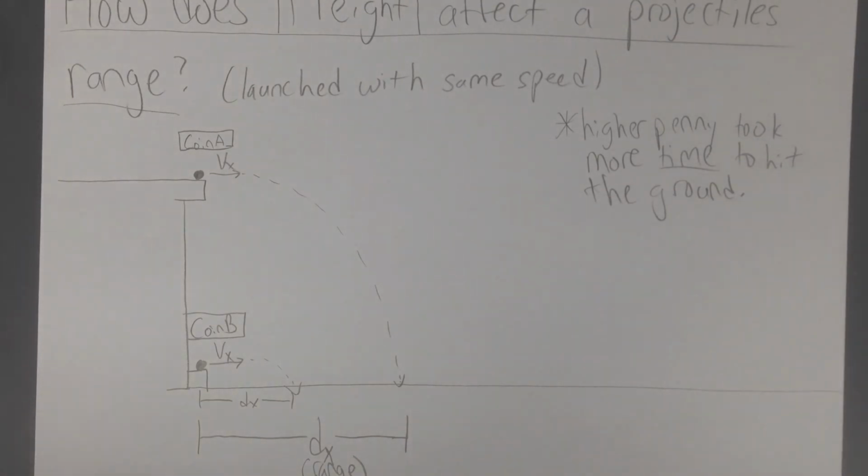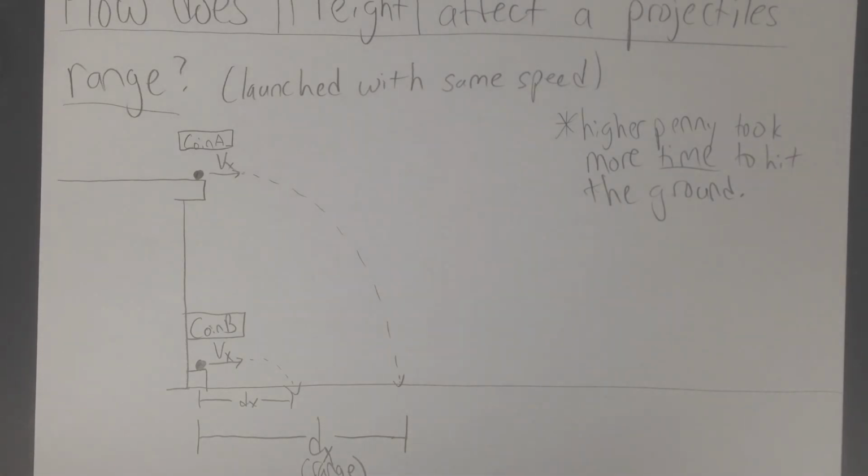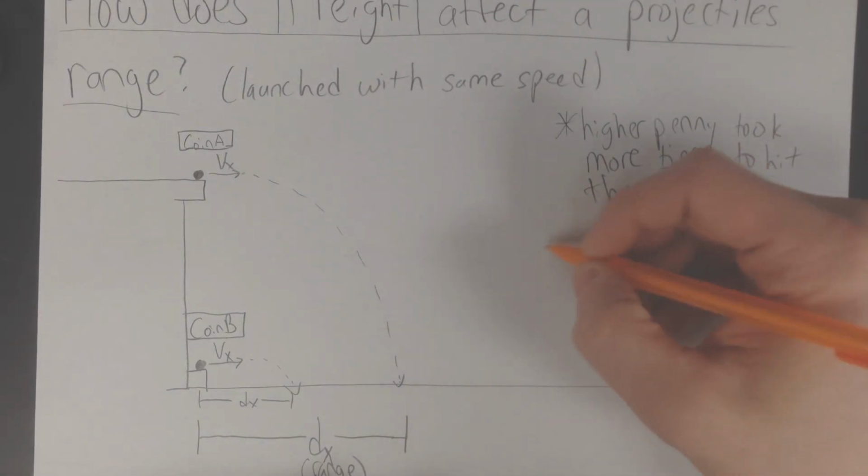So because coin A has more time in the air, it has more time for its speed to make it go out further. This is kind of like if you took two paper airplanes and you threw one out the door of the first story of any building, and then you brought another paper airplane up to the top story and you threw it again, it's going to go further. It just has more time in the air to cover more distance. Alright? So height affects a projectile's range. It does, because it takes more time for it to hit the ground.